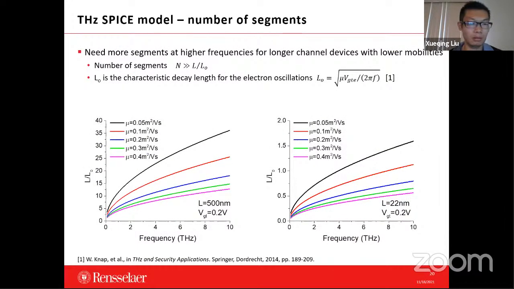So we first calculate the required number of segments. This slide shows we need more segments at higher frequencies for longer channel devices with lower mobilities. And the number of segments could be estimated by the channel length divided by the characteristic decay length for the electron oscillations.